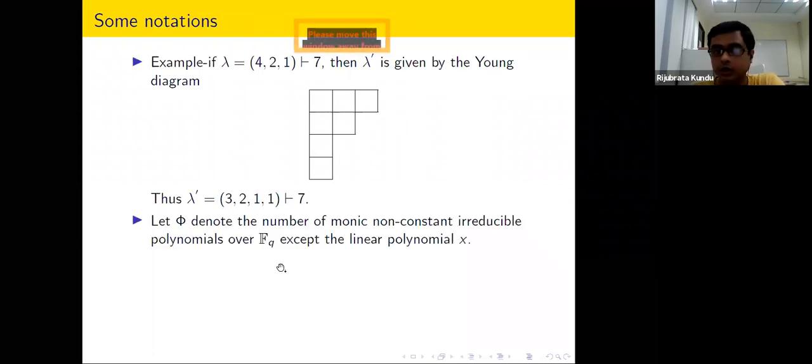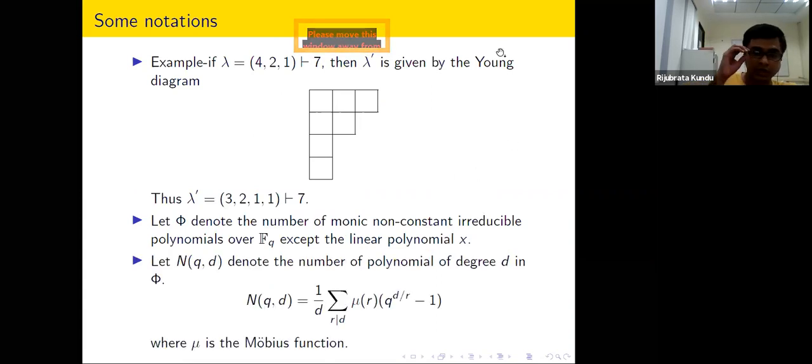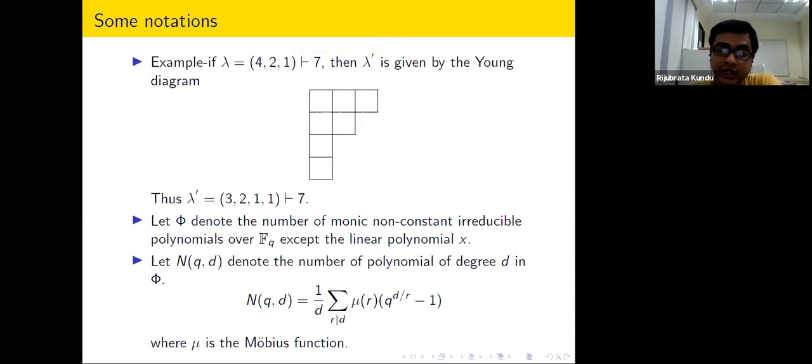Let capital Phi denote the set of monic non-constant irreducible polynomials over F_q except the linear polynomial x. So x is also an irreducible polynomial, but I don't include it, as you might expect, because we're working over GL_n, so we will not need it. Let N_q(d) denote the number of polynomials of degree d in Phi, which means that it's the number of monic non-constant irreducible polynomials of degree d. This is again a very well-known notation.